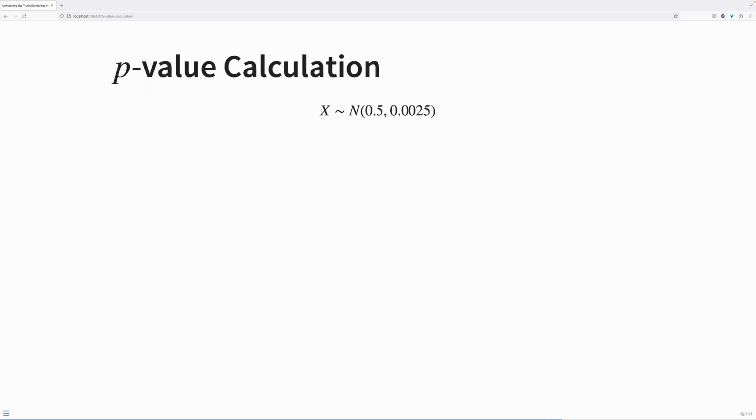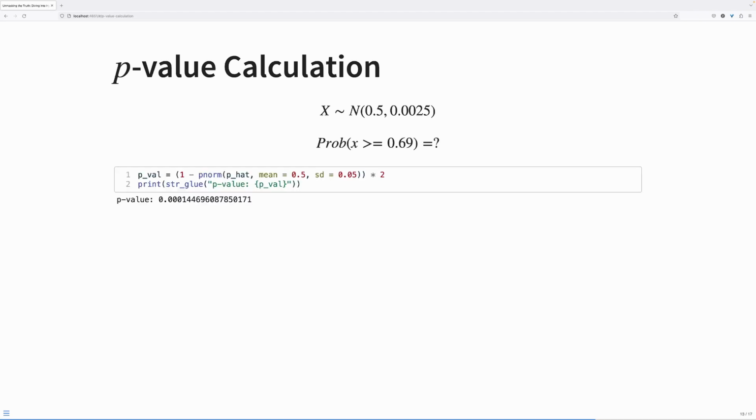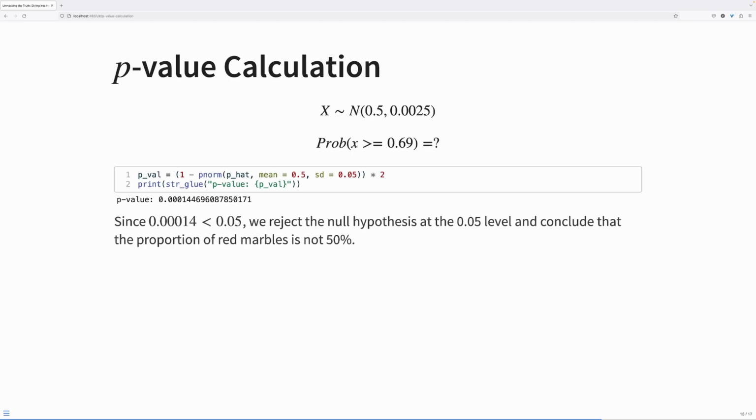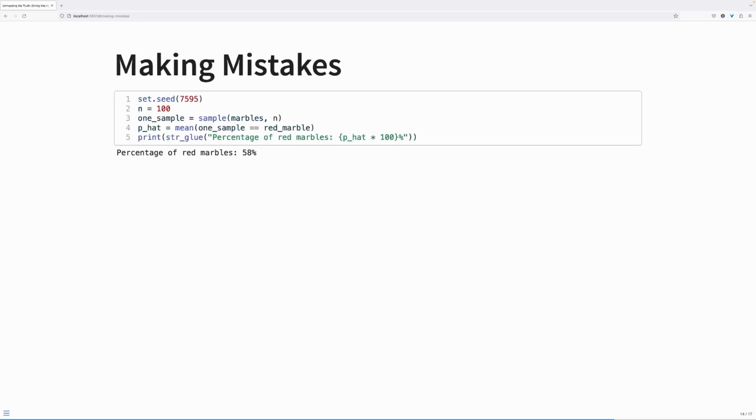So that's how we calculate the p-value for our example. Because the sample mean follows a normal distribution with a mean of 0.5 and a variance of 0.0025, we calculate the right side: the probability of x greater than or equal to 0.69. And then we double it, and we get the p-value, which is 0.00014. Because 0.00014 is less than 0.05, we reject the null hypothesis, as we did with the critical value method. So keep in mind that there's always some uncertainty.